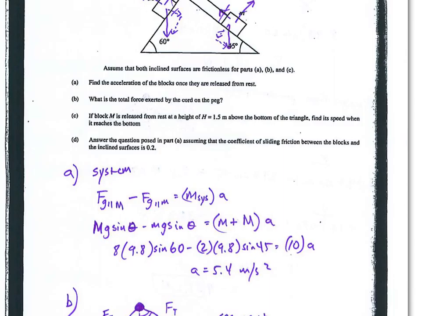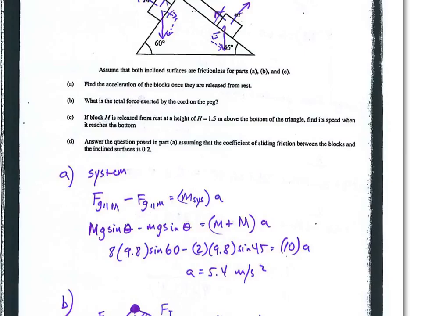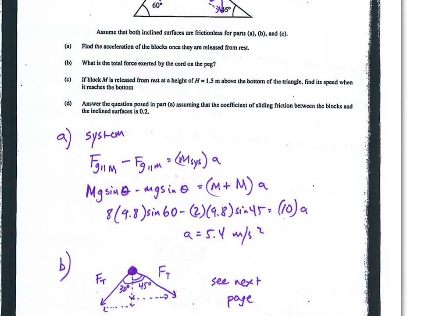Well, you can just define whichever one you want. So I said that accelerating down the left side there is going to be positive, and then the opposite is true for the right side. And then again, the total mass of the two. So when I plug in my known values, I find an acceleration of 5.4 meters per second squared.